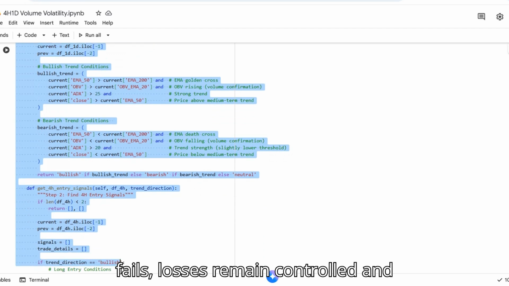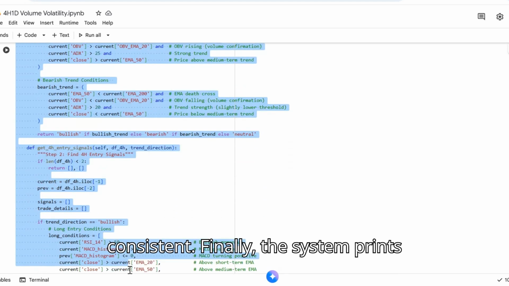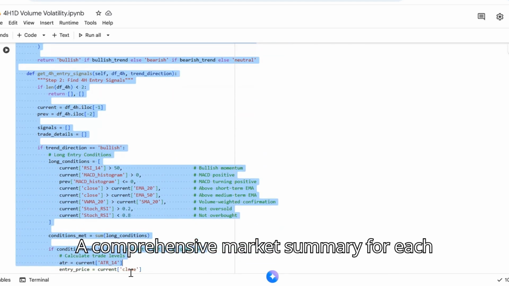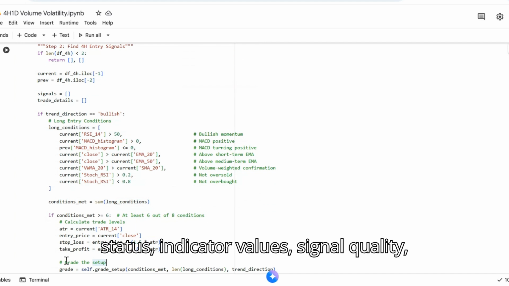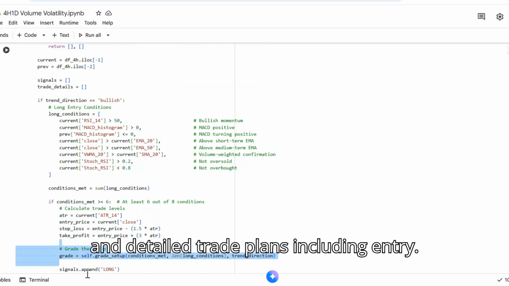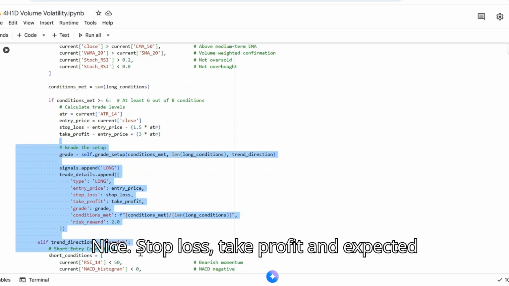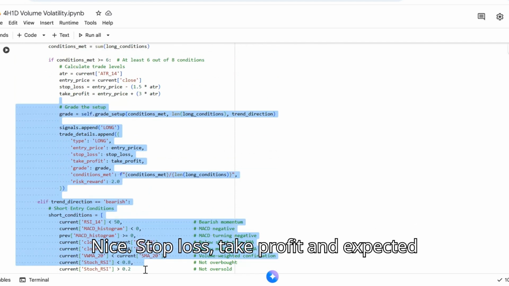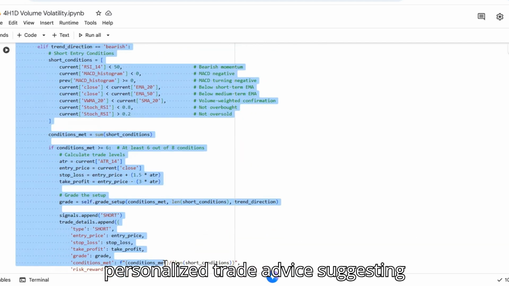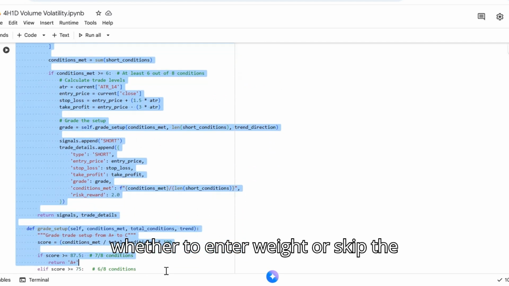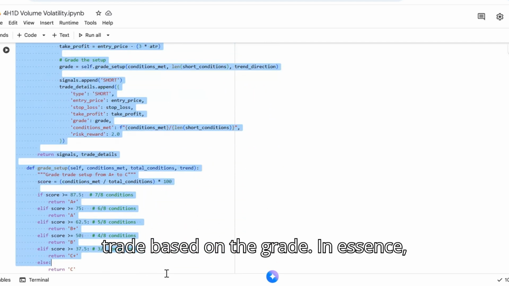Finally, the system prints a comprehensive market summary for each crypto pair, showing the current trend status, indicator values, signal quality, and detailed trade plans, including entry price, stop loss, take profit, and expected profit or loss. It even gives personalized trade advice, suggesting whether to enter, wait, or skip the trade based on the grade.